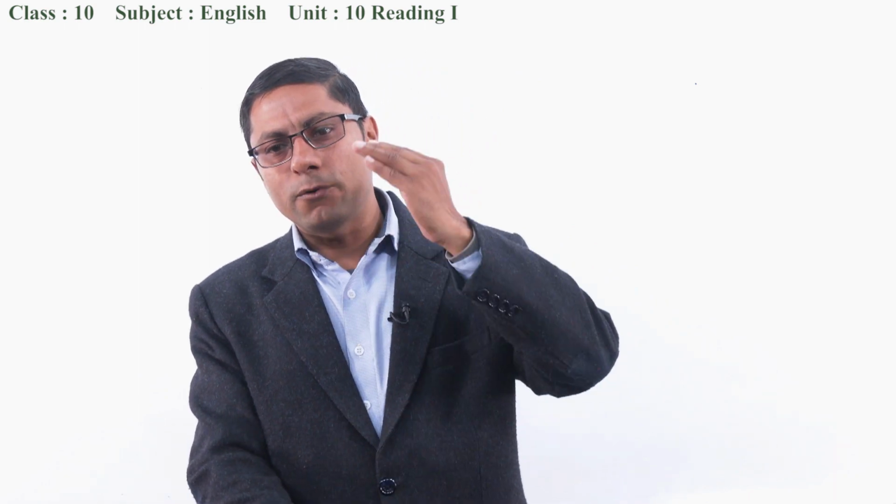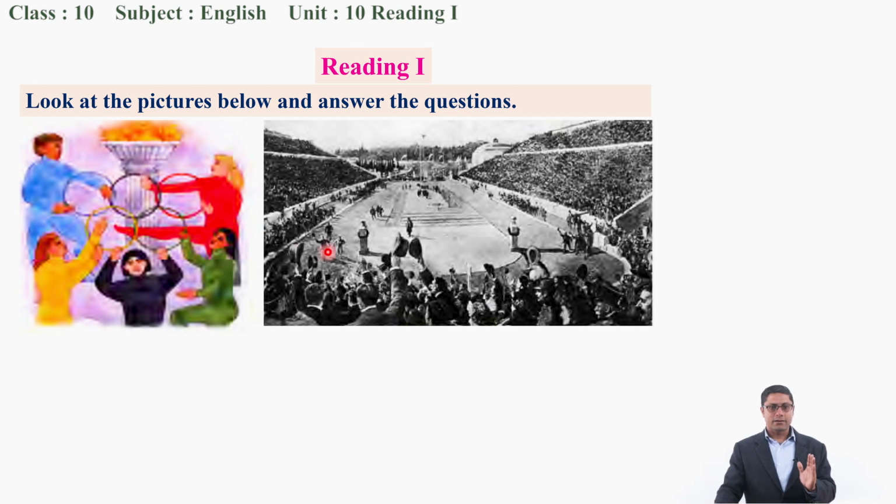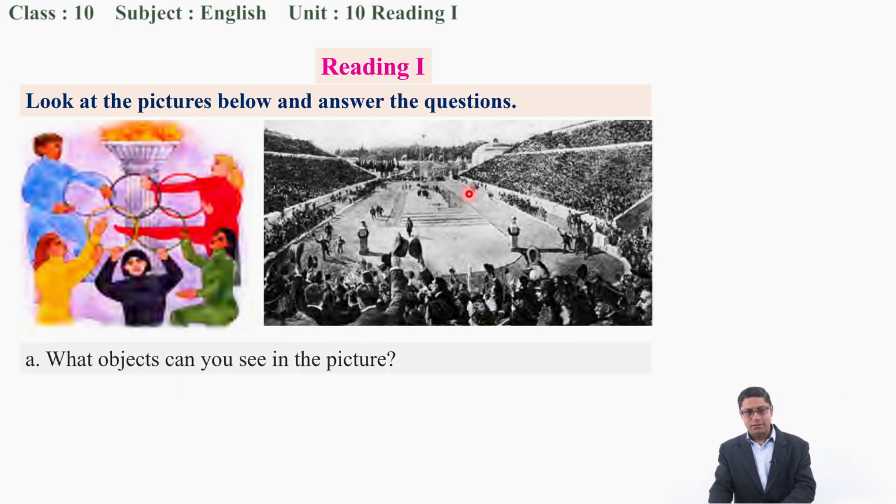Okay, students, now let's enter into the reading text. Before we discuss the reading text, we do have some pre-reading activities. So first we'll discuss them. Look at the pictures on the screen or in your textbook, and there are some questions you have to answer on the basis of these two pictures. Okay, first look at the pictures. See the first picture. What do you see here? Look at the second picture. What do you see there? So the same question is there.